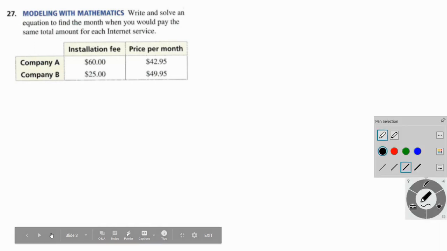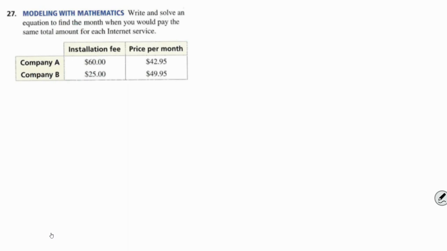Okay, now we get a little bit better, I think. Write and solve an equation to find a month when you would pay the same total amount for the internet service. All right, I want to compare what we did last problem with this problem. So they had r for number of movie rentals. This time we can go x equals number of months. The reason is we're trying to find the month.